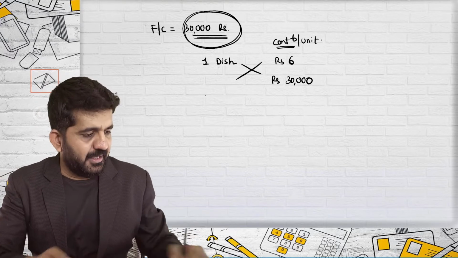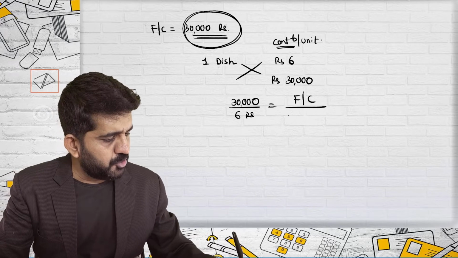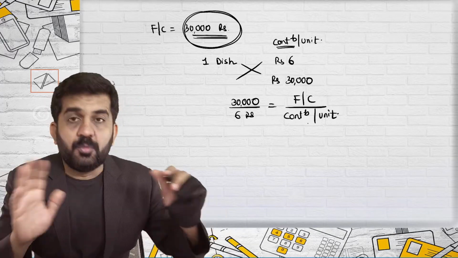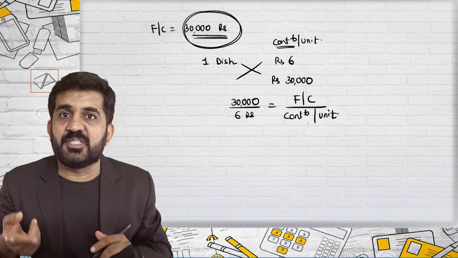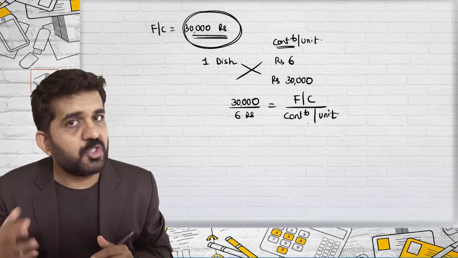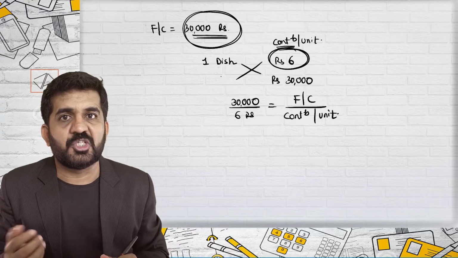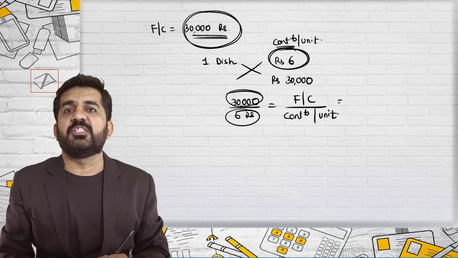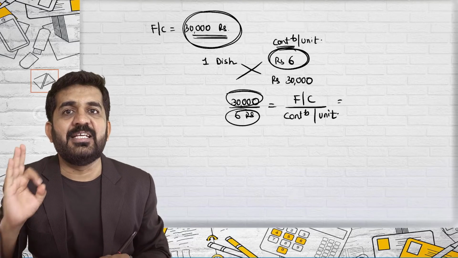How many dishes should I be selling? What is the answer? 30,000 divided by 6 rupees. What is 30,000? Fixed cost. What is 6? Contribution per unit. Try to watch, see the formula and understand it. Fixed cost 30,000, I want to cover it. One dish covers 6 rupees. How many dishes should be sold so that I cover exactly my fixed cost? Variable cost is already covered in contribution per unit. What is contribution per unit? Sales minus variable cost. So variable cost is covered, but fixed cost is yet to be covered. To cover 30,000 rupees fixed cost, and per dish is covering 6 rupees, I will have to sell 5,000 dishes to cover my fixed cost with exactly 0 rupees profit.